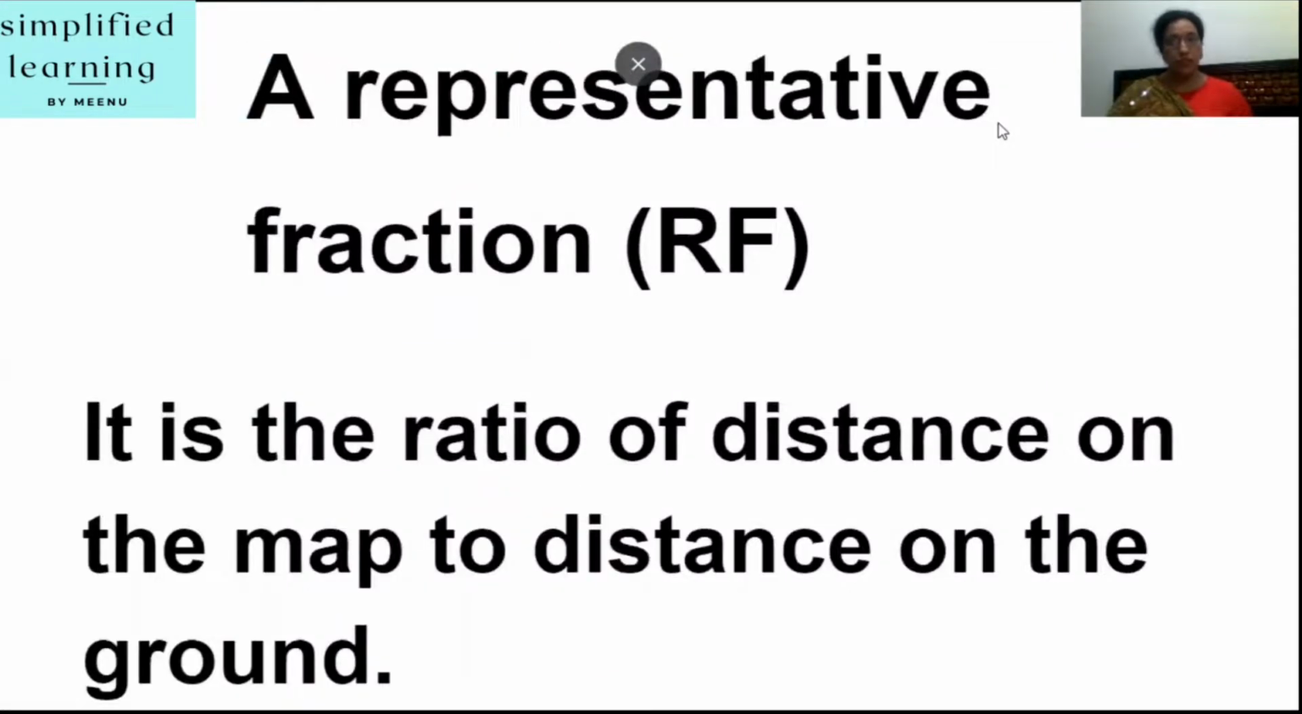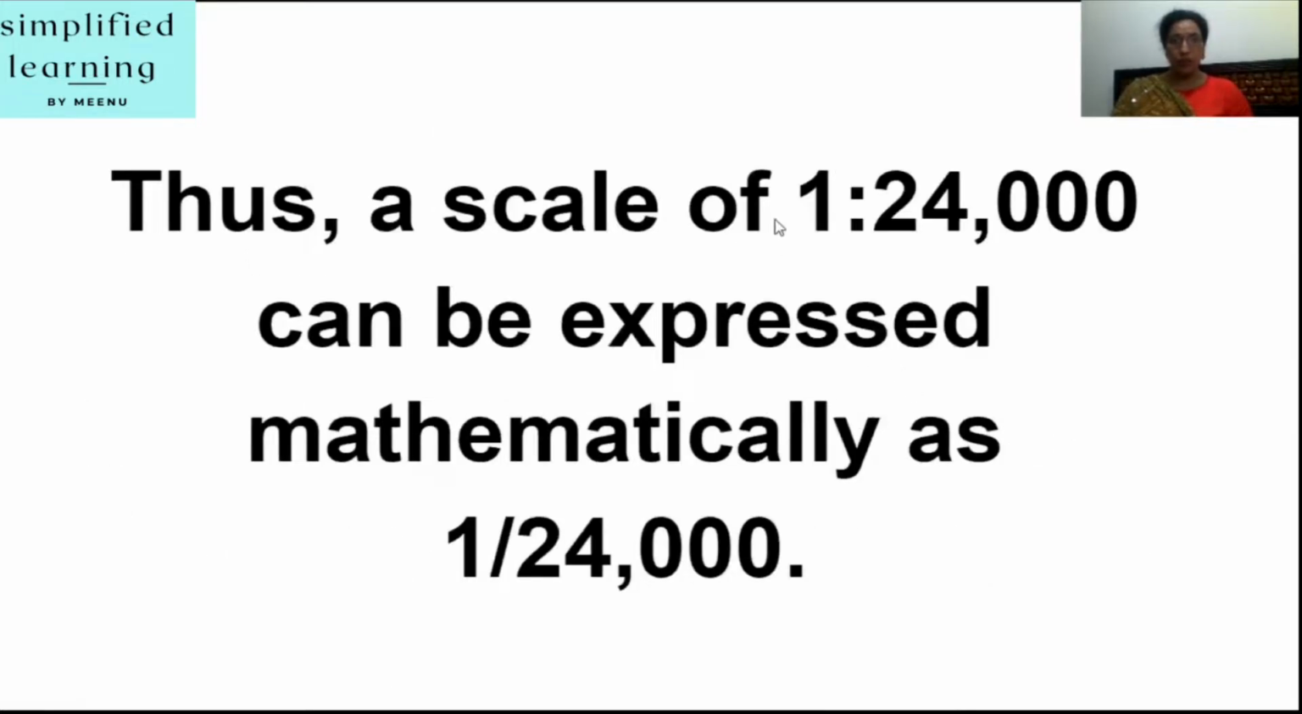Yes. The third type of scale is representative fraction. In short form, we call it RF. So a representative fraction is the ratio of distance on the map to the distance on the ground. Representative fractions are expressed in the form of 1 followed by a colon and then a number. Look here.